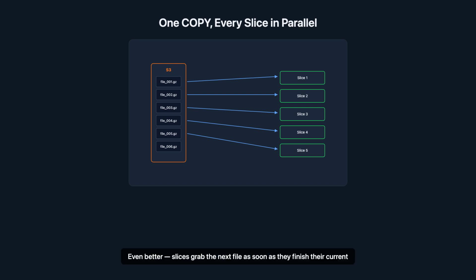Even better, slices grab the next file as soon as they finish their current one. The key insight is that file count and size matter. A best practice is to have at least as many files as you have slices, so every slice stays busy. One giant file is the worst case, because only one slice can read it.